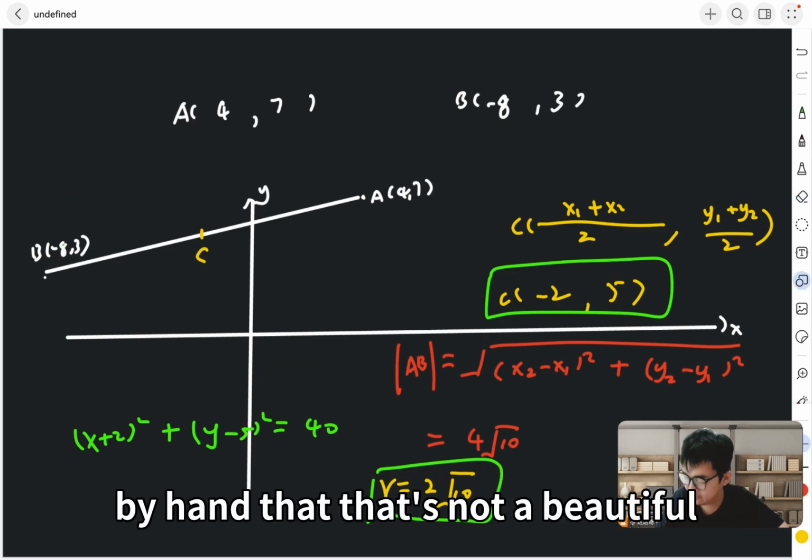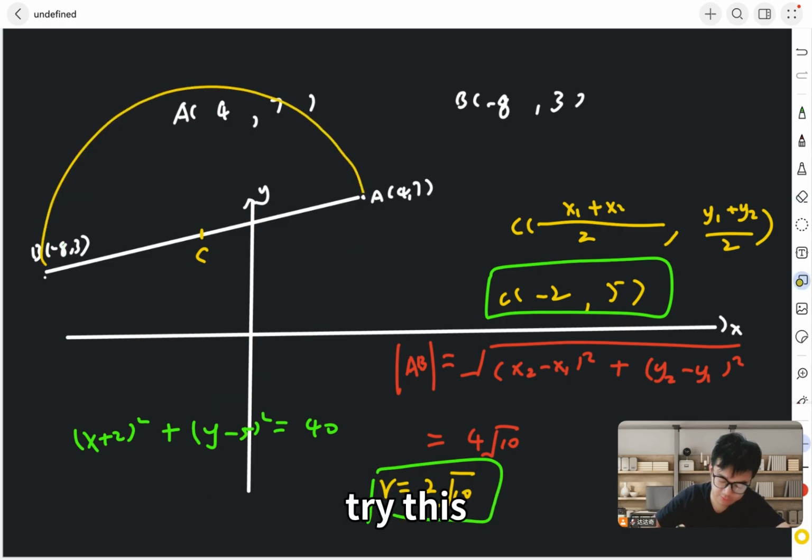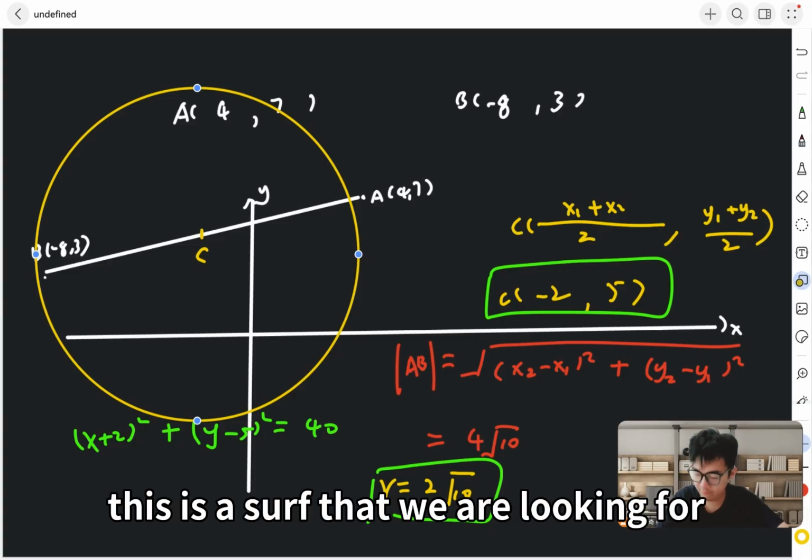By hand, that's not a beautiful one. Try this. So this is the circle that we are looking for.